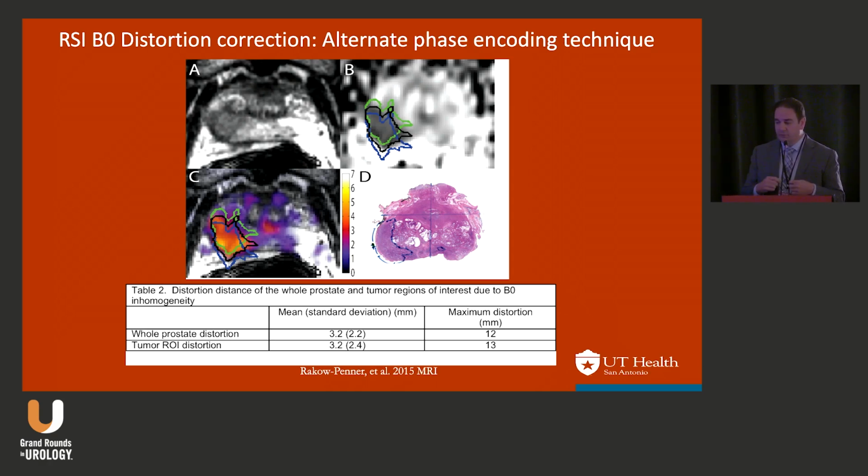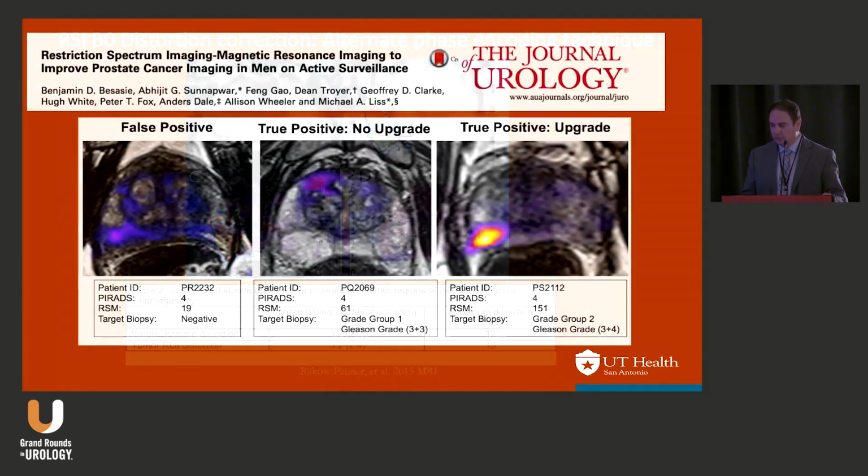And this was a paper showing that, just by the MRI, you could be off by almost a centimeter, so 12 millimeters. So when we're planning our fusion techniques, if we haven't done the MRI correctly, we're already behind the curve. I think this is an important concept that will become more important as we go.